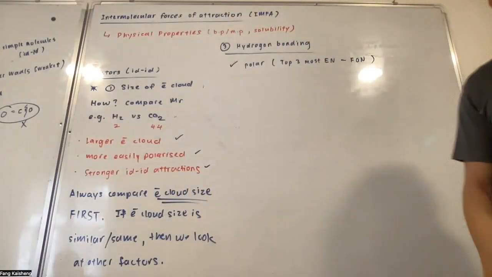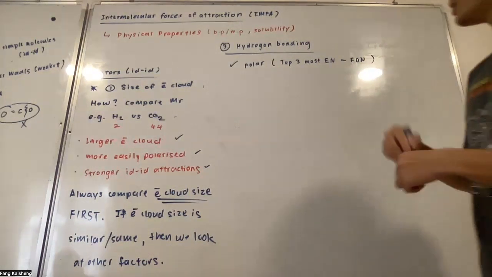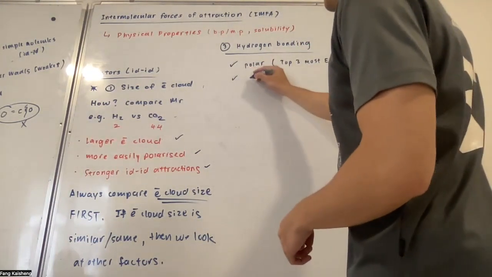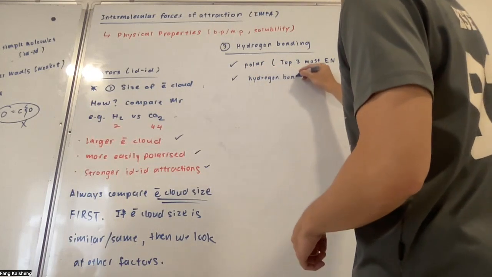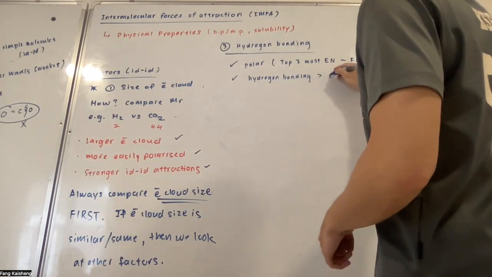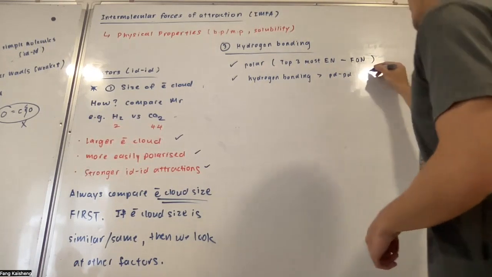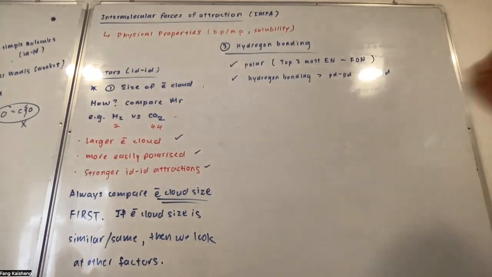Hydrogen bonding. Now guys, another fact is this: hydrogen bonding is the strongest out of the 3 intermolecular forces that we've learned so far. It's stronger than PD-PD, and PD-PD is stronger than ID-ID. So you should know this ranking system already by now. We're just getting stronger and stronger.